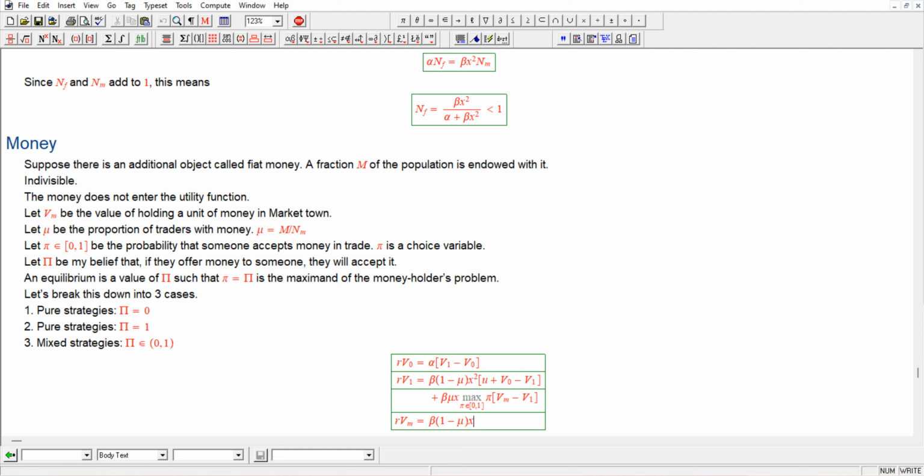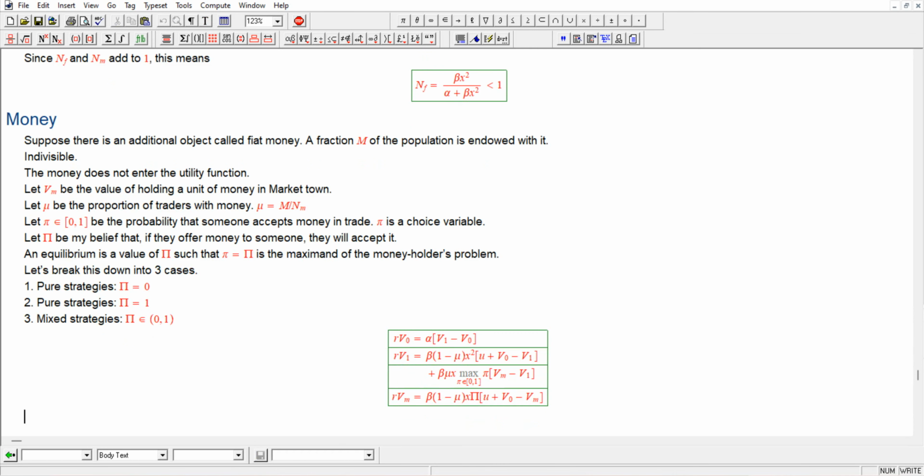Will they accept your money in exchange? Well, that happens with probability big pi. We don't know if it'll happen. But in that case, you get utility u. You leave the town. You don't have money. You just gave it up. And so you're gaining v0 because you're going to the farm, and you're losing vm because you just gave up your money. So these are the three value functions.